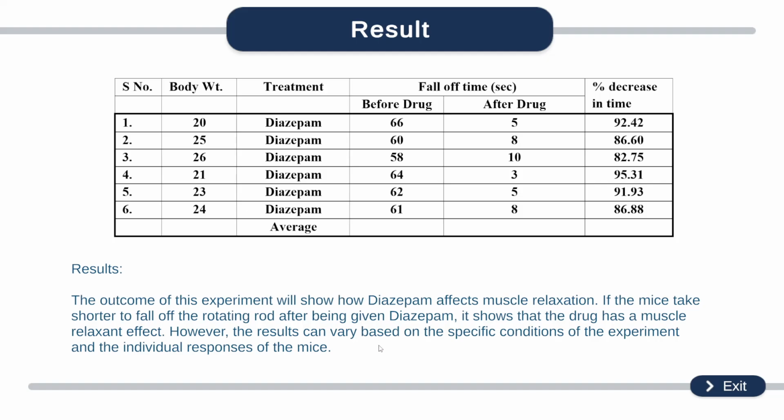However, the results can vary based on the specific conditions of the experiment and individual responses of the mice. The result can also vary according to the condition of the mice, but all our mice were very healthy and we have done this in very safe conditions. So our result is also very valid. Here we have studied the effect of diazepam, its muscle relaxant effect. Here we have completed our experiment and come to the end of this video.